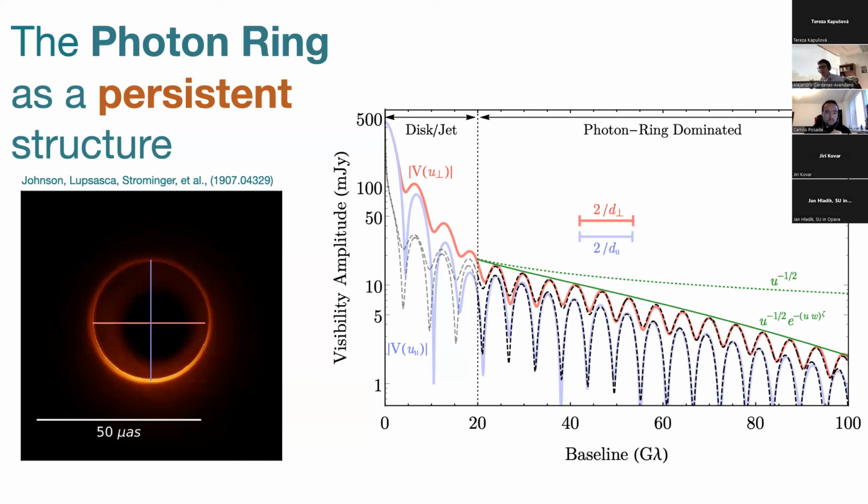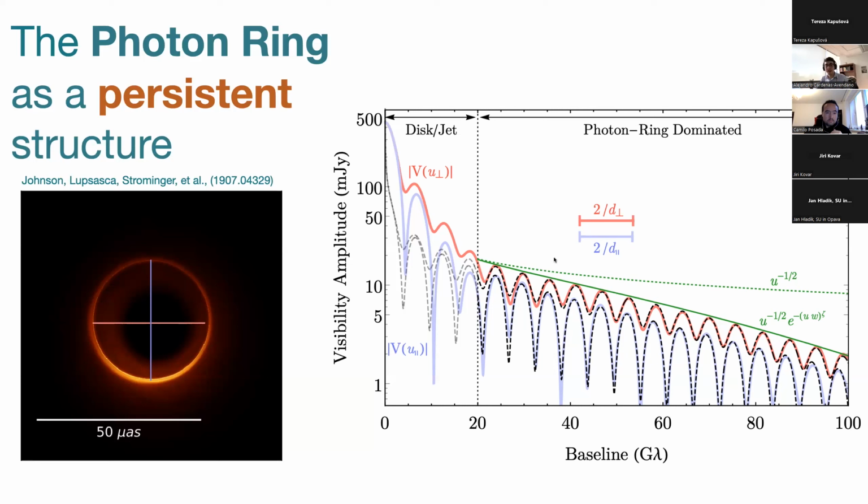So, second important key point for my talk. It has been realized recently that if you are able to go to longer baselines, then it seems that this part is dominated by the photon ring. In some sense, it's like the astrophysics got forgotten a little bit. It's less astro-dependent.